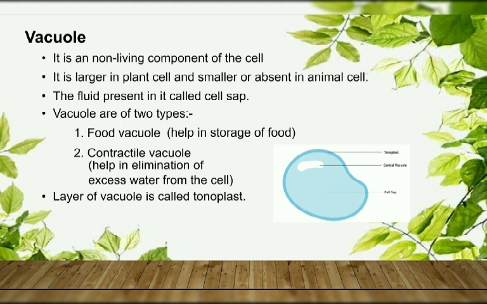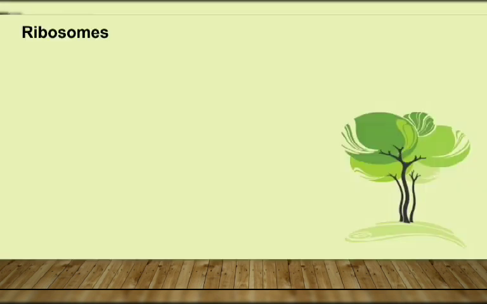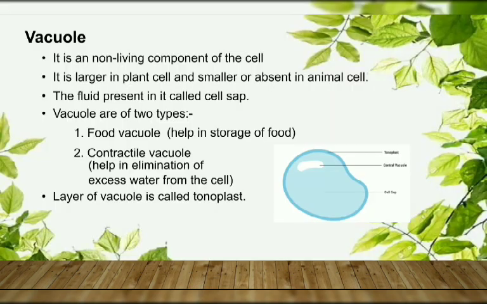This is the diagram of the vacuole. Now come to the ribosome. The ribosome was discovered by a scientist, Palade. It is commonly called the protein factory of the cell because it synthesizes protein. Now the question: the vacuole is larger in the plant cell, so the nucleus in the plant cell is at the periphery, not in the center, due to the presence of the larger vacuole. But in the animal cell it is present in the center because the vacuole is absent or small, okay.